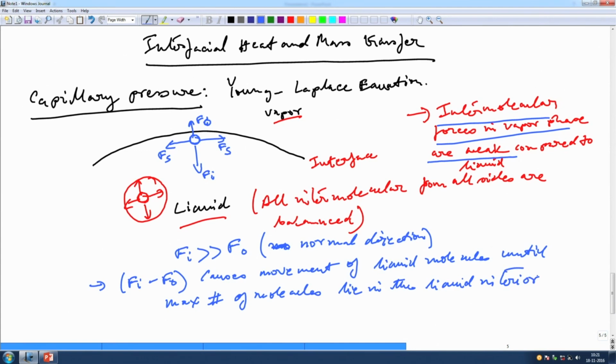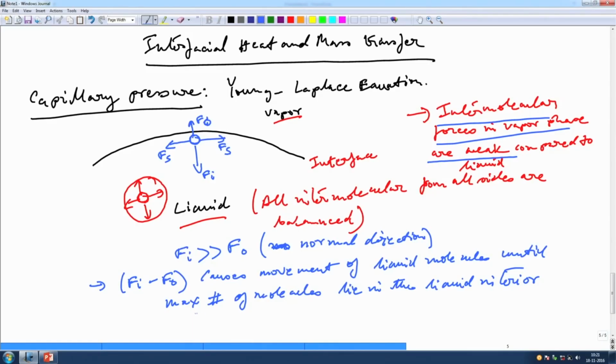Got it? You can understand the phenomenon, right? Let me explain it one more time. There is an imbalance of the force. The pull coming from the vapor phase is weak, and the pull coming from the liquid phase is strong. So naturally the molecule is pulled back into the liquid interior till there is a certain amount of packing, so that the maximum number of molecules lie in the liquid interior.